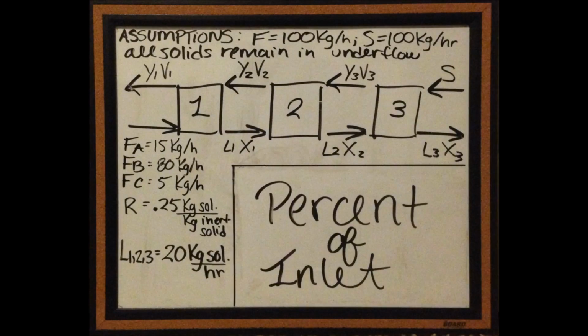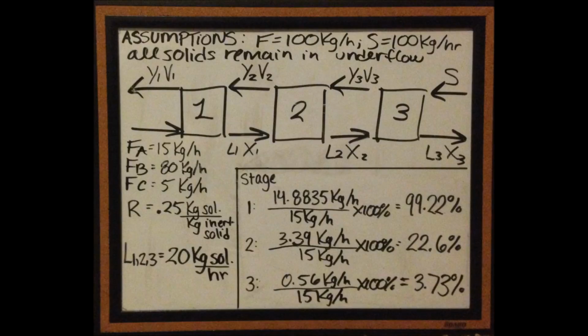Finally, to calculate the percentage of inlet solubles that can be recovered in the product solution from each stage in the system, divide the overflow rate by Fa, our inlet feed of solubles.